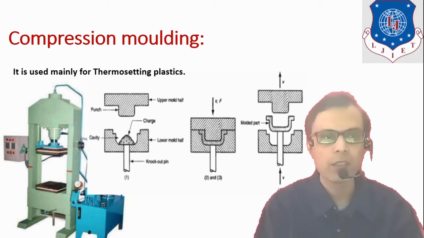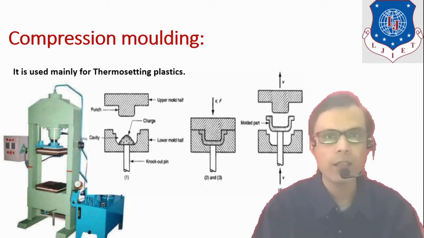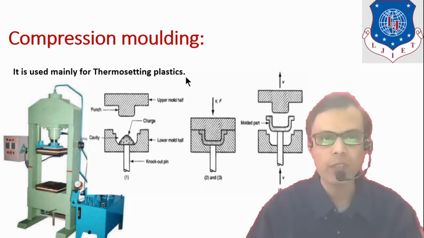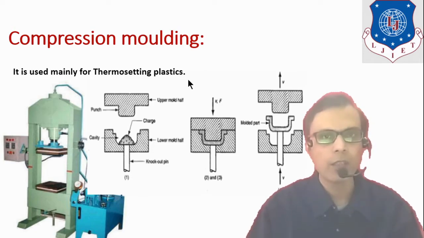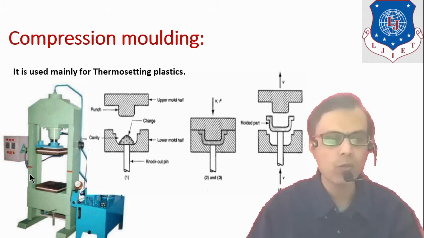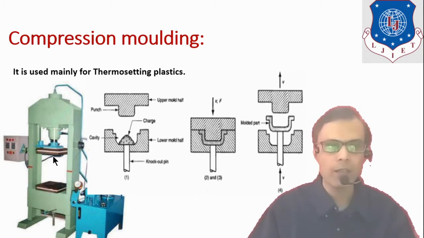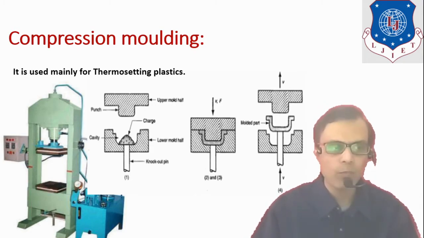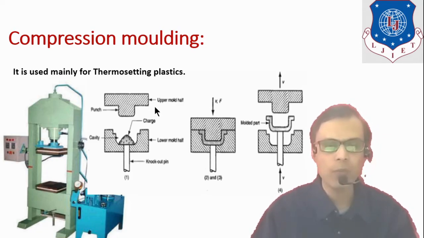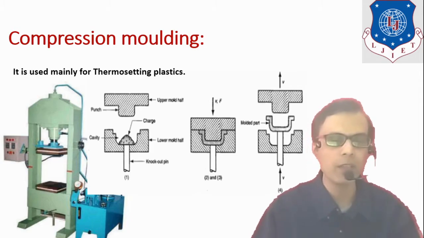Next process is compression molding process. Generally it is applied to thermosetting plastic material. The machine which is used is of press type and it consists of two plates, lower plate and upper plate. Actually both of these plates are lower mold half and upper mold half, and one of these plates remains fixed and another is movable.